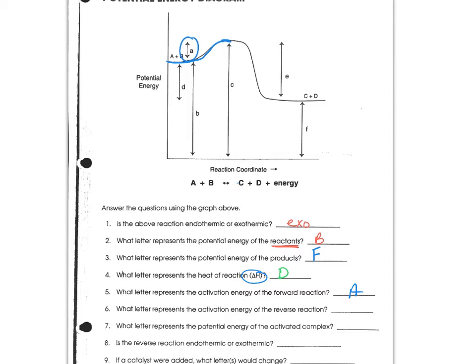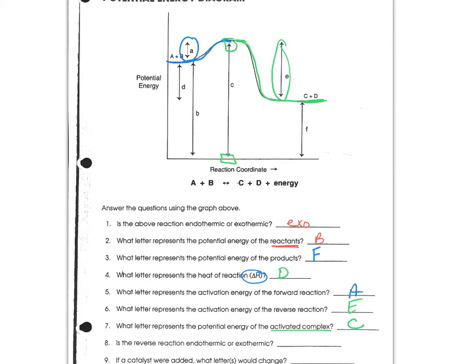Now the activation energy of the reverse reaction: we're starting backwards and climbing the hill. Here is the height of that hill, which would be interval E. Activated complex, think of it as the longest arrow. It's going to always be the longest arrow that you're working with. It starts at the base and goes to the top.